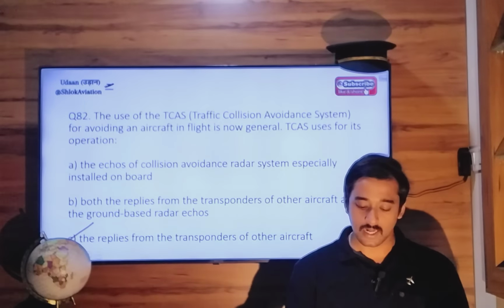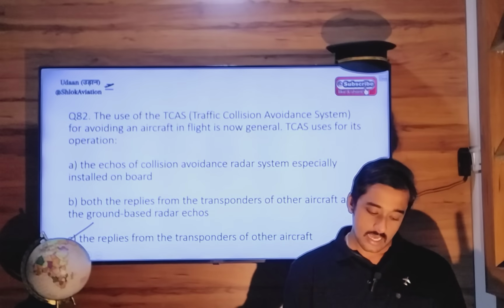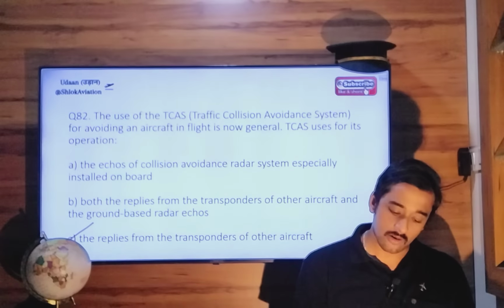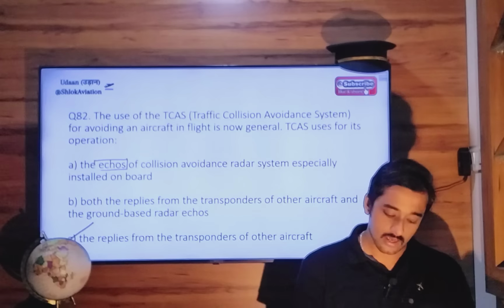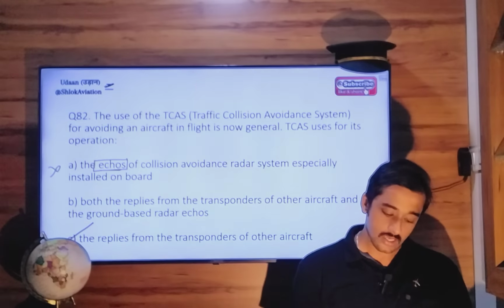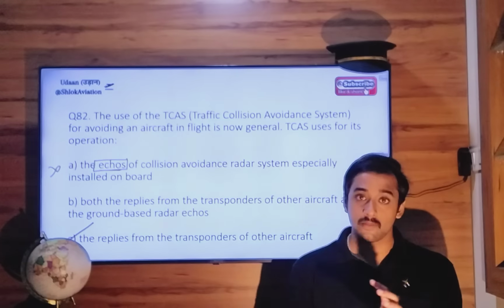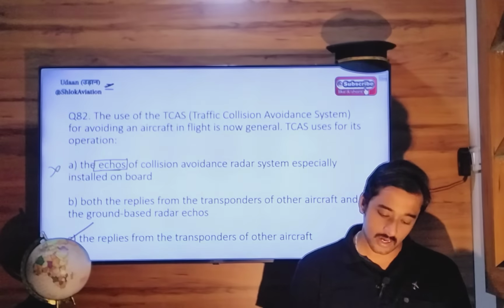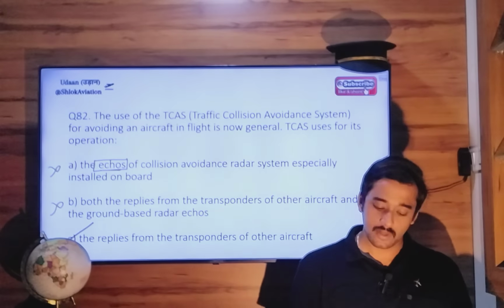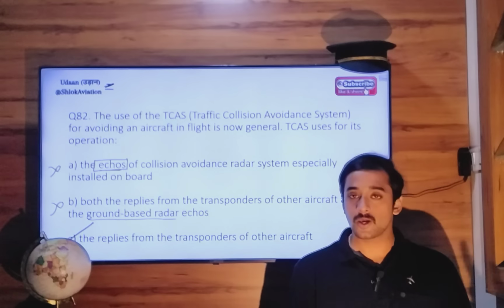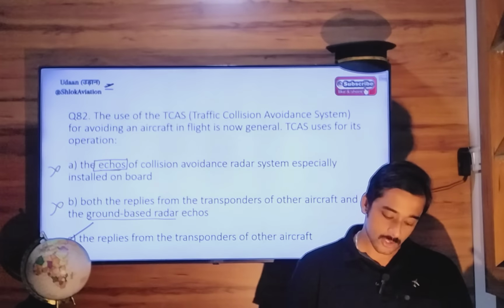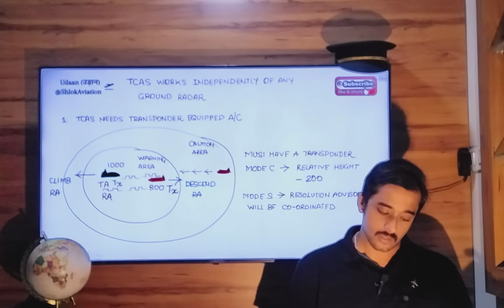The replies from the transponders of other aircraft. Echoes of collision avoidance radar system especially installed on board, so this is very irrelevant. Echoes are primarily used in primary radar systems, not secondary radar. And Bravo is eliminated because in TCAS there is no use for ground-based radar. So option Bravo is also eliminated.